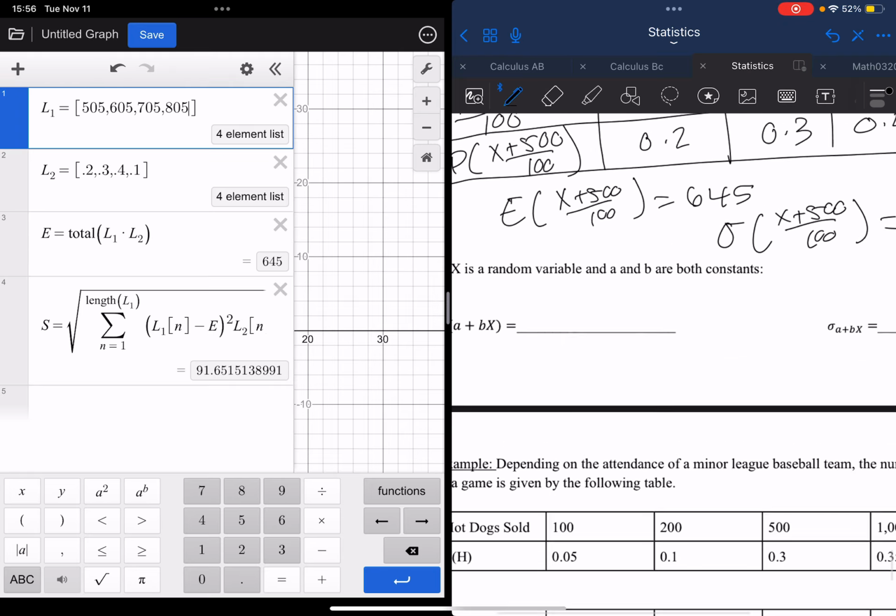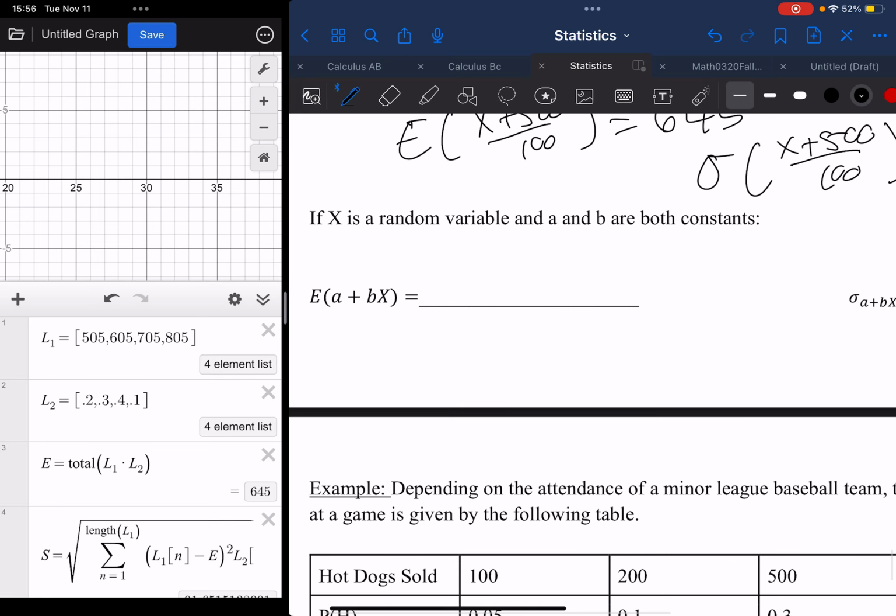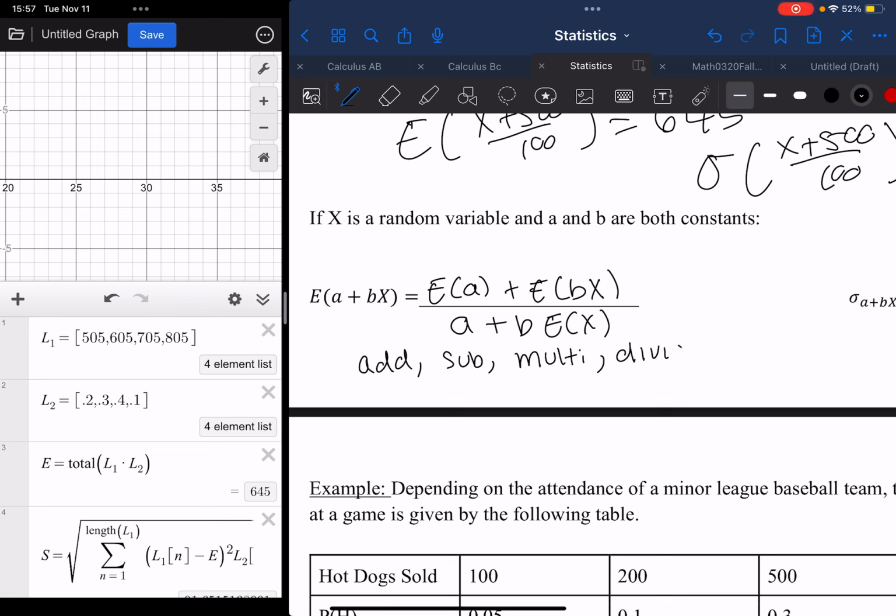So if we were to look at this below, this is the same as saying E of A plus BX. A and B are constant values, so this is the same as saying A plus B times E of X, which means that, again, the random variable affects the mean in the same way. So it's affected by addition, subtraction, multiplication, and division.